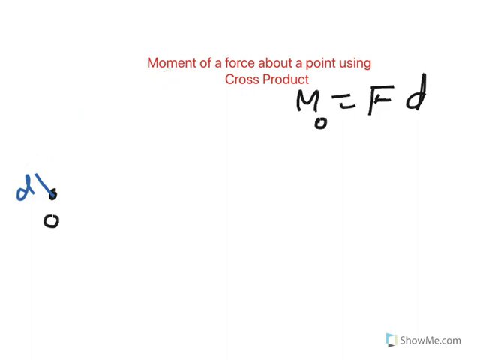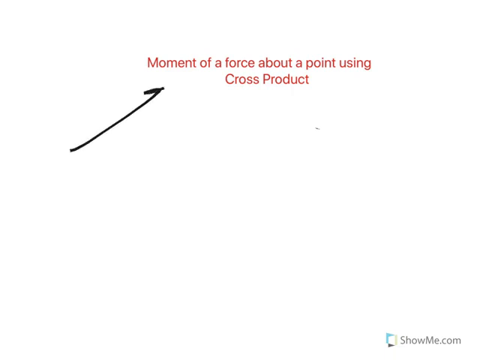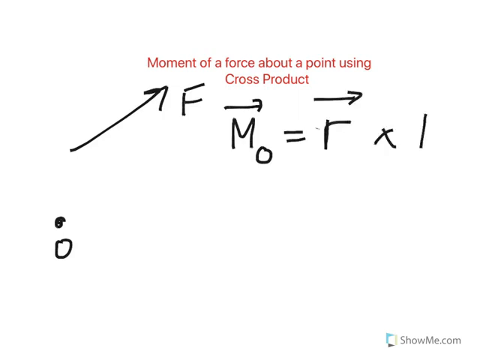So let me just erase this and also this one. So we start fresh. Let's say you have your force F, and you have your point O, and you want to find the moment of this force about point O. And you want to do it vectorially using cross product. So this moment is equal to R cross F. So what is R? R is called a position vector. And remember, in the cross product the order is important. So R comes first and F second.